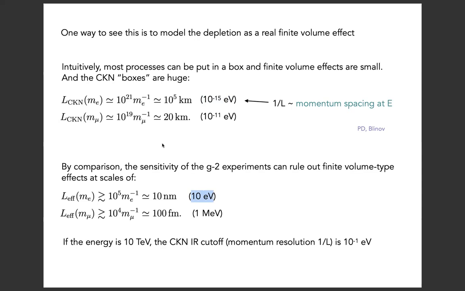You can do the same thing for the muon or other energy scales. Just to give you one other energy scale, if we're talking about a 10 TeV scale process, the IR cutoff from the CKN bound, or as we're interpreting it, a momentum resolution, is something like 0.1 electron volts. The LHC and future colliders are not going to be sensitive to that kind of momentum resolution.